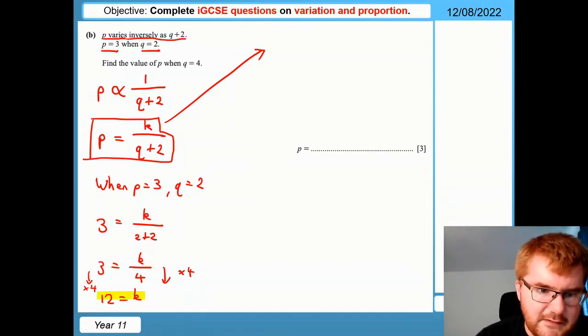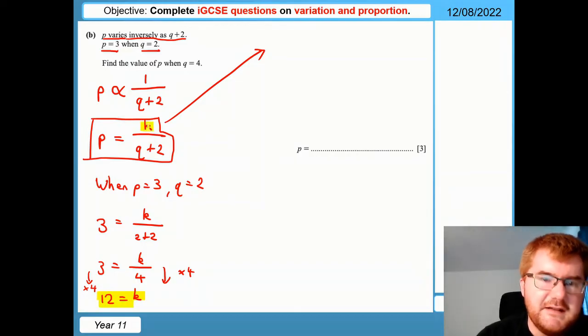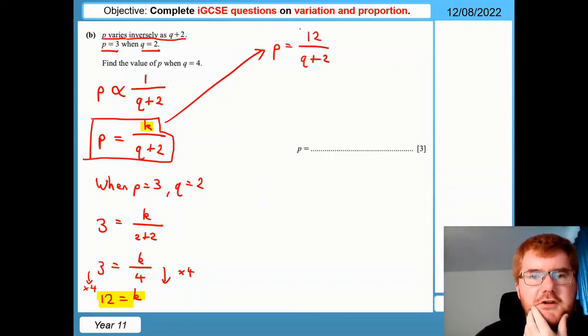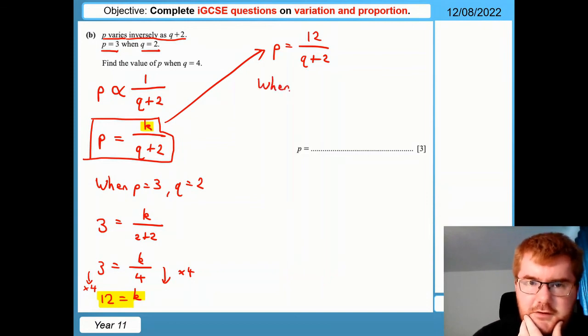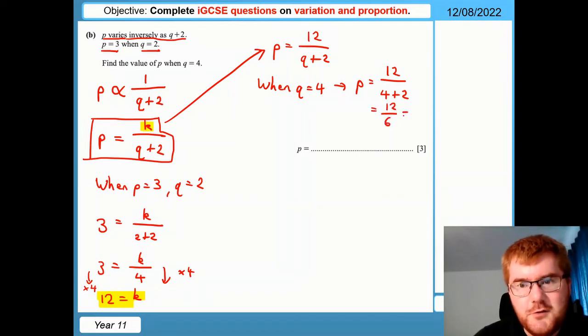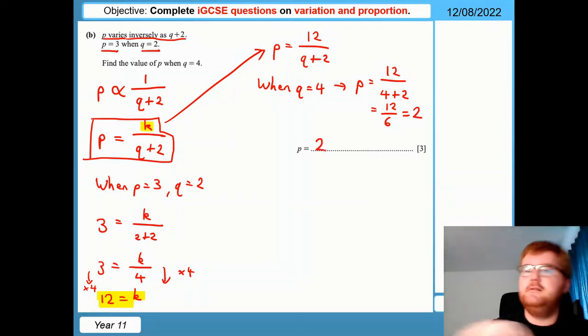The old highlighter out here. So I'm just going to replace it in here. So p is equal to 12 over q plus 2. And then find the value of p when q is 4. So when q is equal to 4, p is equal to 12 over 4 plus 2. And that gives us the answer of 12 over 6, also known as 2. And we pop that in like so.